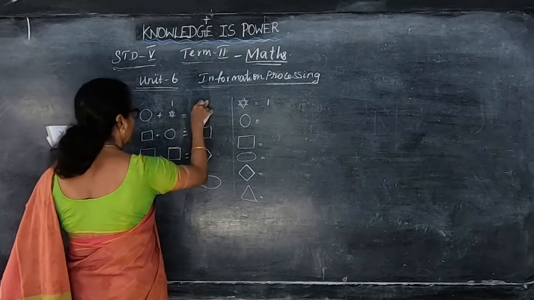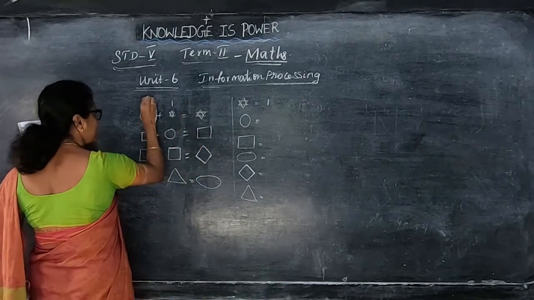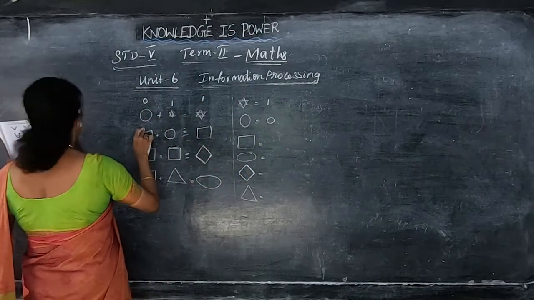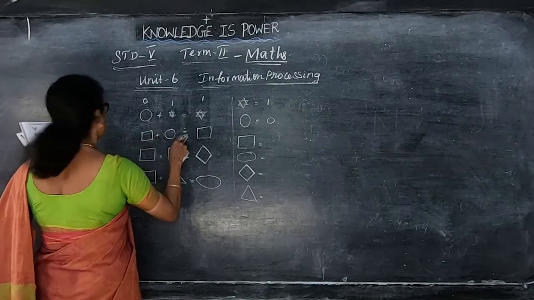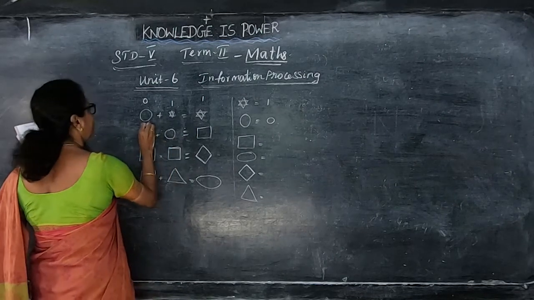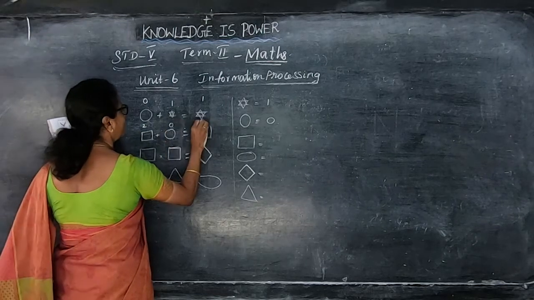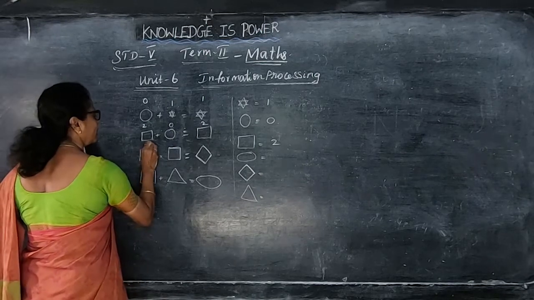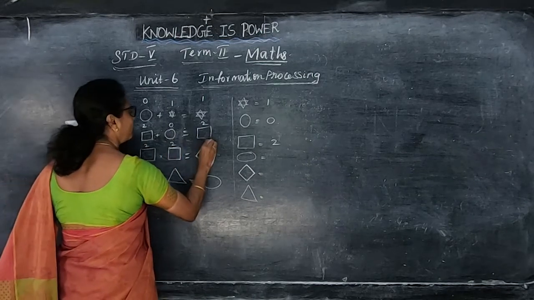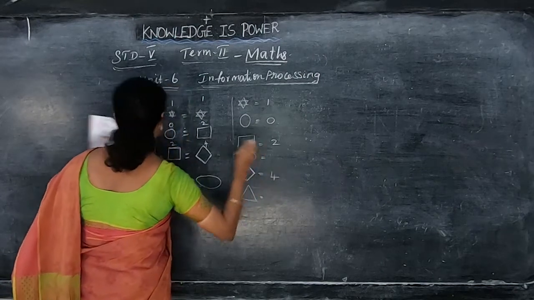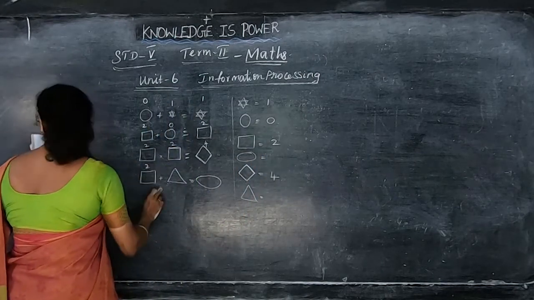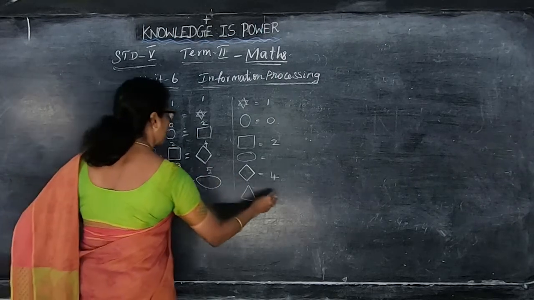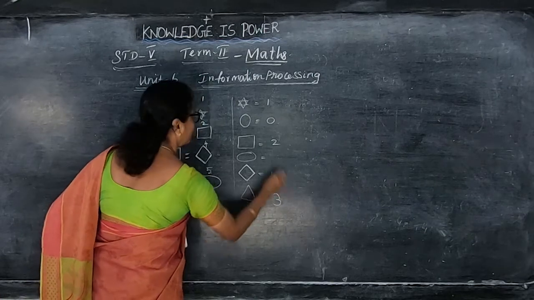So here star is 1. So what number comes with 1? If we put circle as 0, that is equal to 1. So circle is 0. So next is square. For square I will put 2. So 2 plus 0 that is equal to 2, because I have put square equal to 2. Then here square is 2. So 2 into 2 is 4. So we can put diamond is 4. Then square is 2 plus triangle. For triangle I will put 3. That is equal to 5. So triangle is 3 and oval shape is 5.